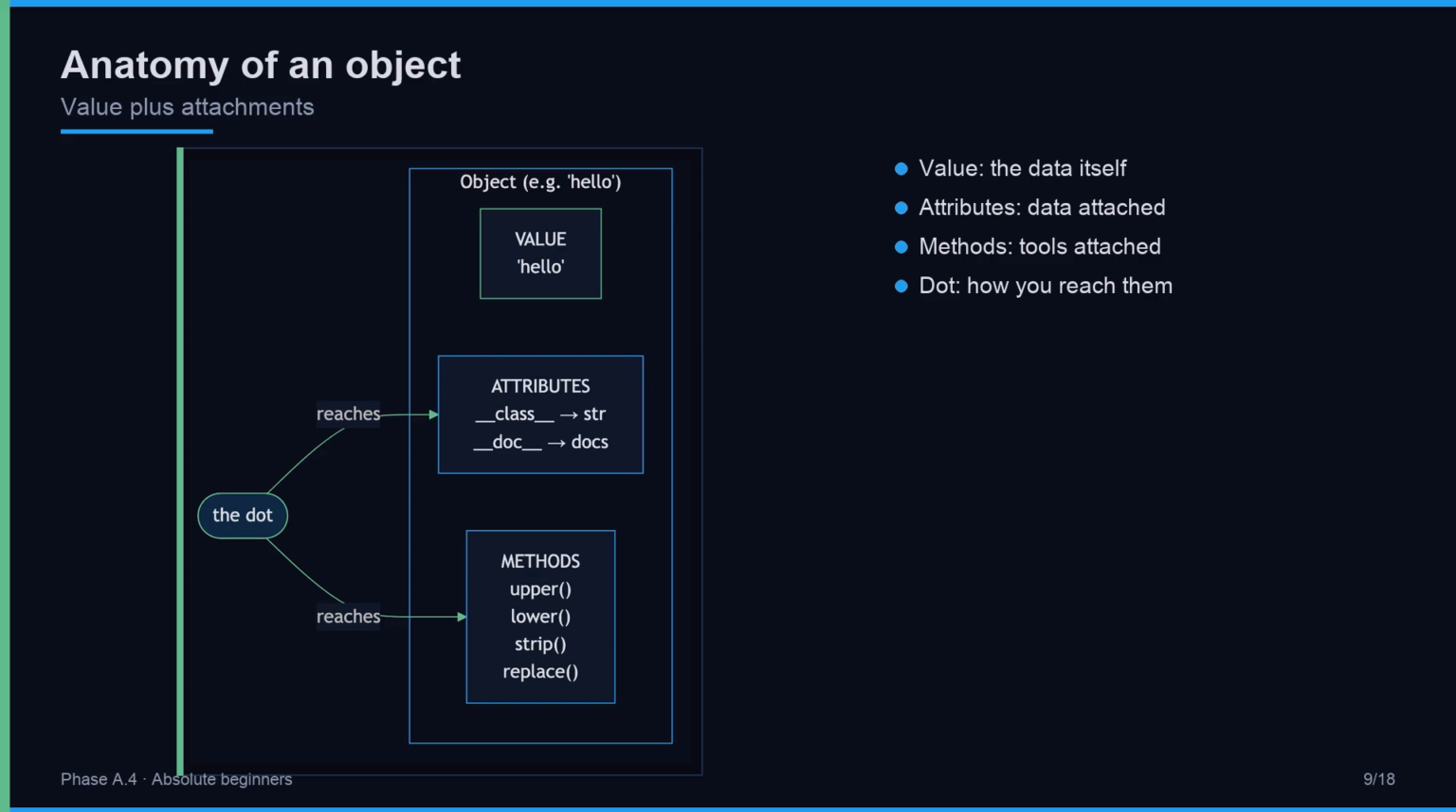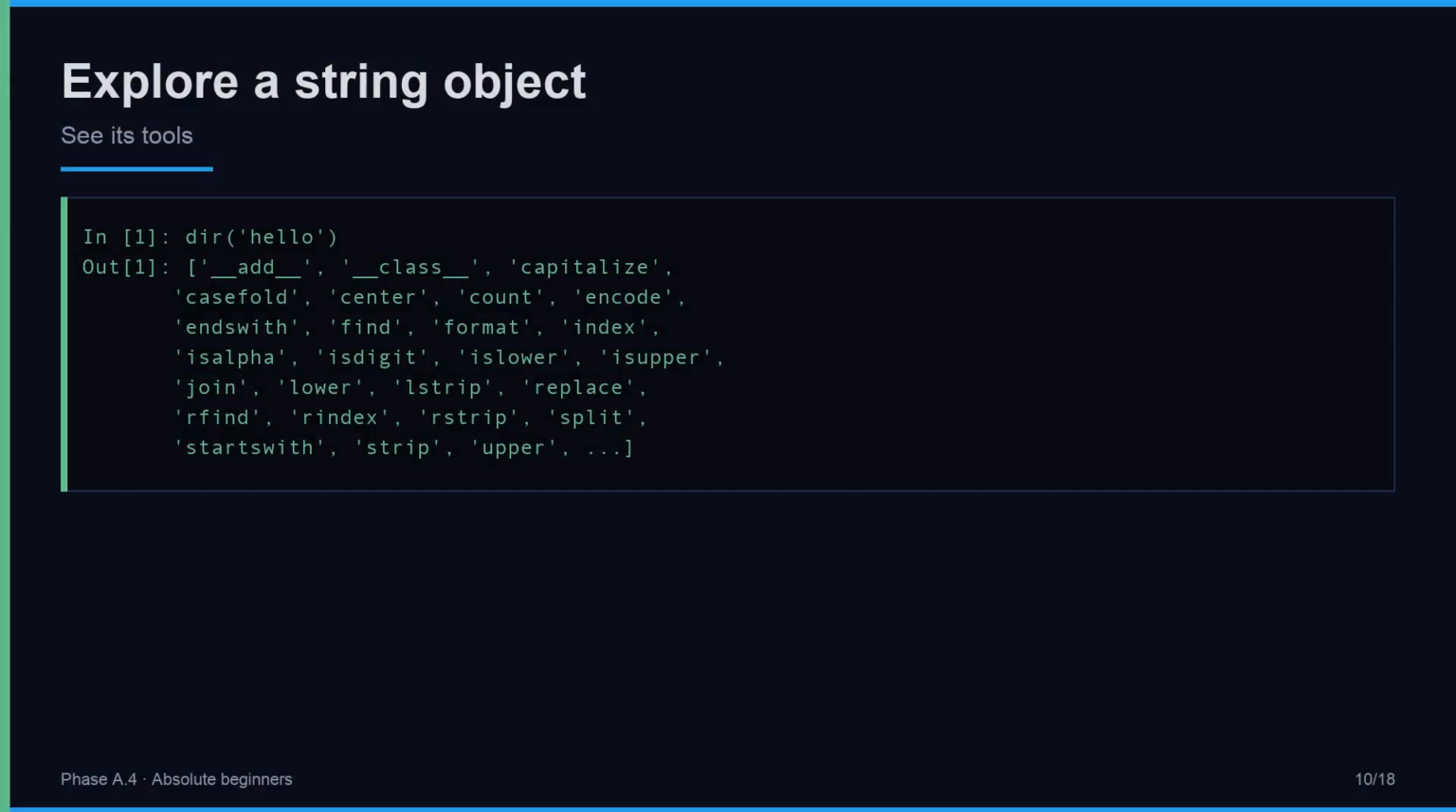An int has certain tools, a string has others. The dot opens the box and reaches a specific label by name. Every object works this way. A box with labels. Dir of a string shows you every tool attached to it. Capitalize, lower, upper, strip, replace, split, join, these are methods, ready to use. The names with double underscores are internals, skip those. The plain names are the tools you can call.